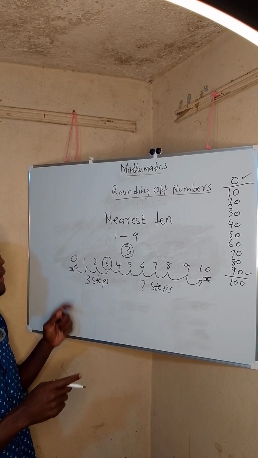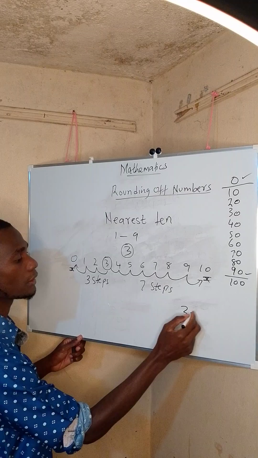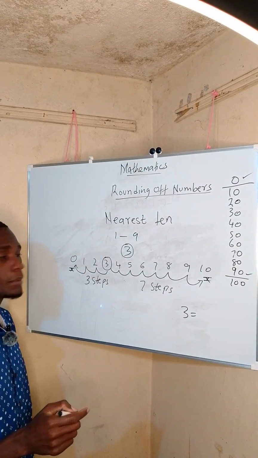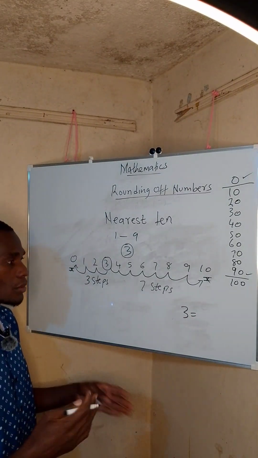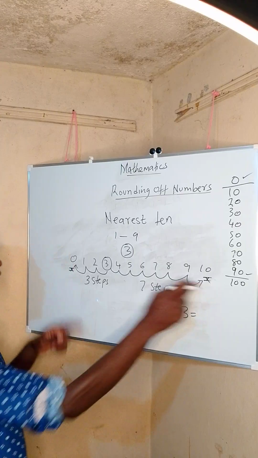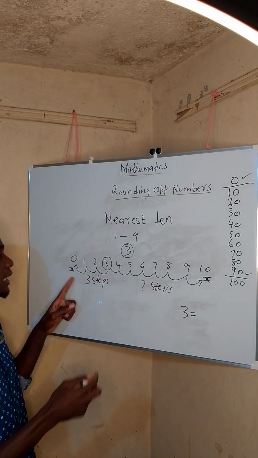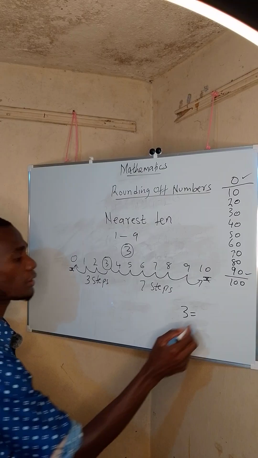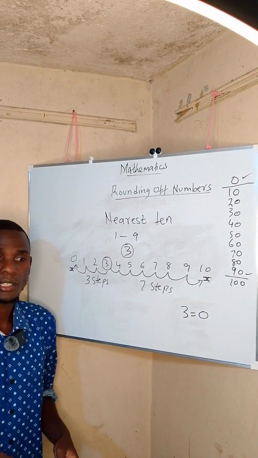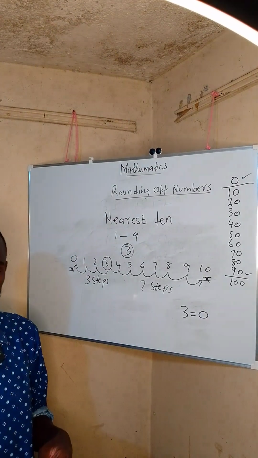So that means when you are rounding off the number 3 to the nearest 10, which number is it next to? This end or this end? You realize that it is next to 0 than 10. So that means the number 3 rounded off to the nearest tens is 0.